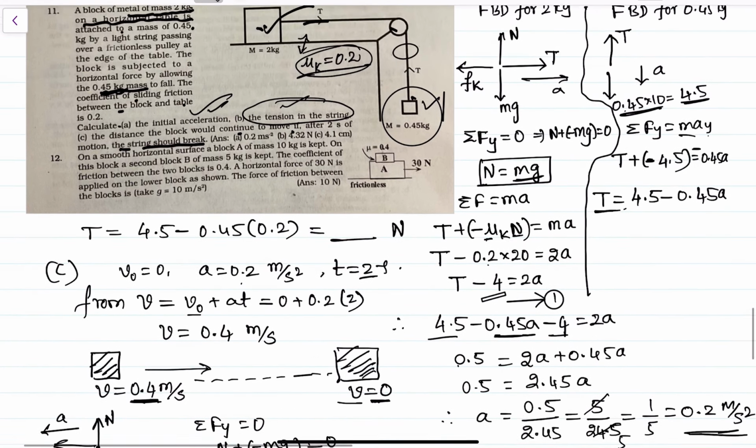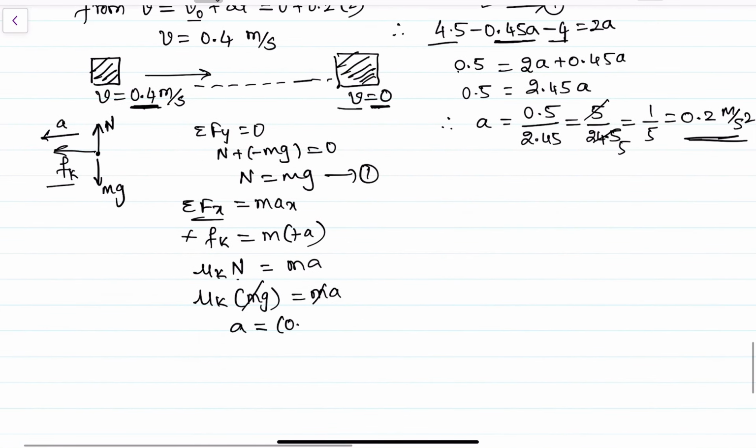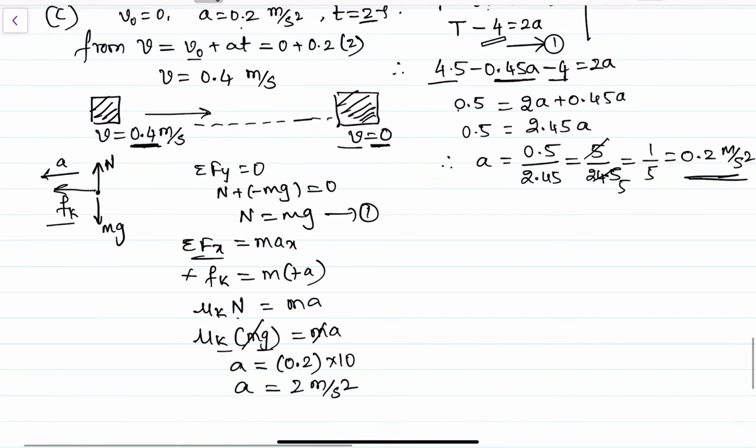Mu k is given as how much? Here mu k is given as 0.2, into g, 0.2 into g. g is nothing but how much? 10. 0.2 into 10 is nothing but acceleration in this case is 2 meter per second square.